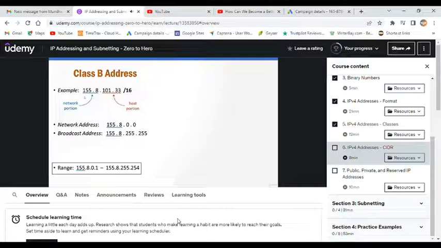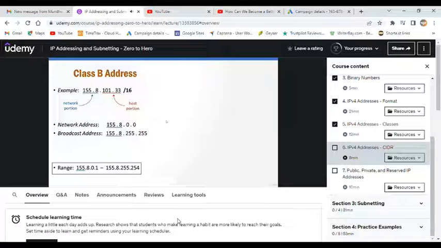So this is a class B address, 155.8.101.33/16. So /16 means that the first 16 bits of this IP address represent the network portion. So if we have 16 bits, that's 2 times 8, that's exactly 2 octets. Now to get the network address in this example, we're going to copy the network portion, and then in the host portion, we're going to put all zeros.